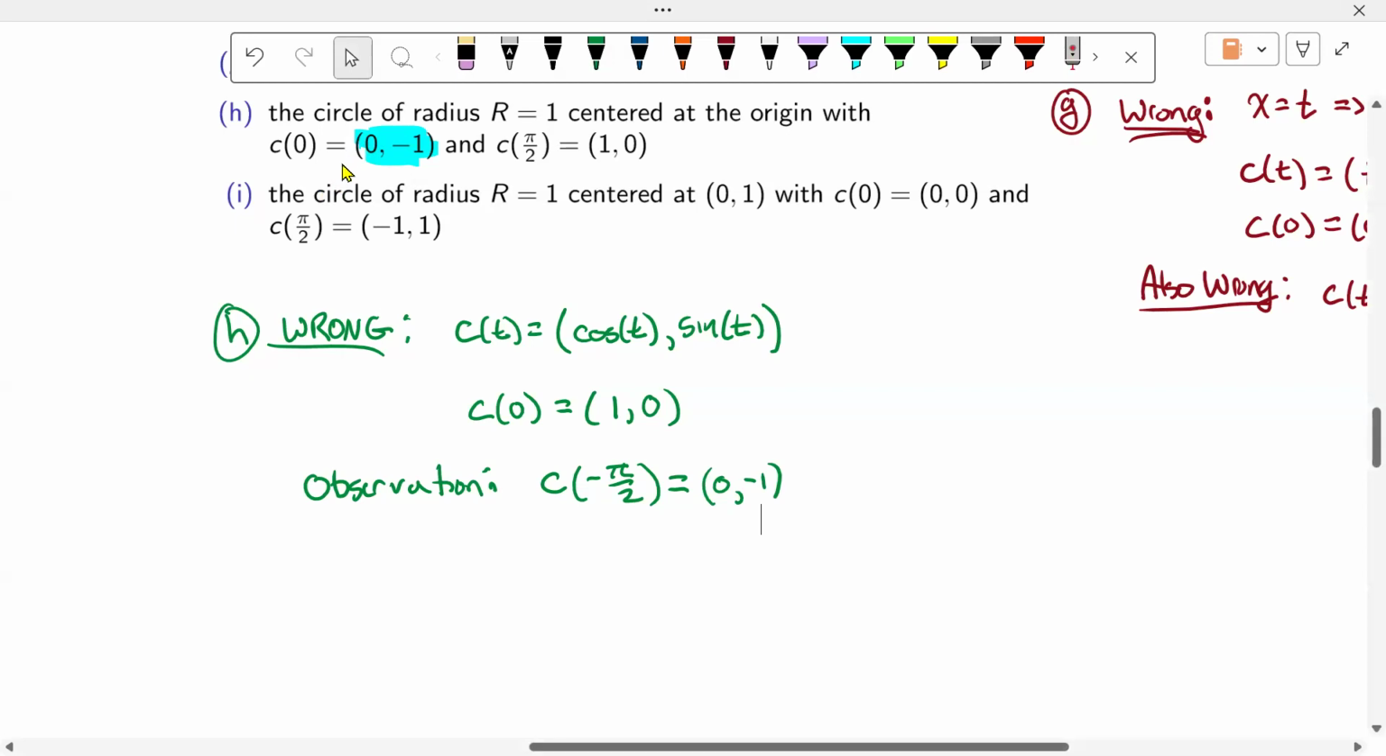See if we can do that. Does anyone have any ideas? How can I mangle my C of t so that instead of C of 0 being (1, 0), I get this thing instead? Next try.